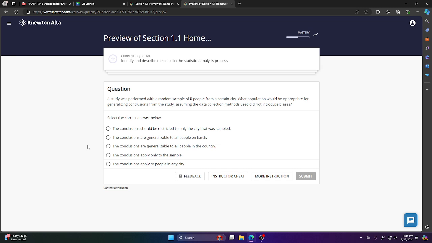So yeah, conclusions restricted only to the city. That sounds pretty good. No, that's too much. Still too much. Only to the sample. I think that's kind of silly. I mean, it kind of doesn't make sense. You're like, out of 5 people, it's like 4 to 5 dentists per Crest. But there's only 5 dentists. So conclusions about people in any city. Woo, that's not the case. It's just this city. So yeah, this city.